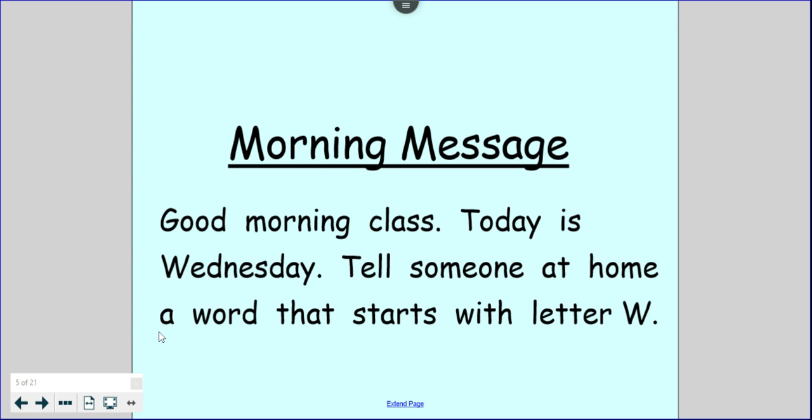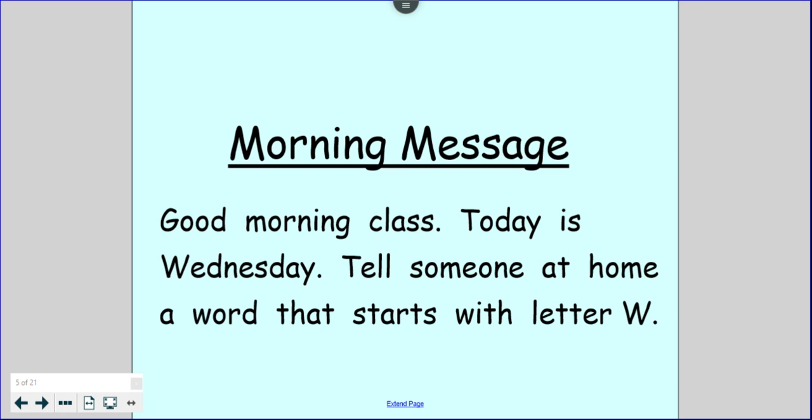Let's read our morning message together. Good morning, class. Today is Wednesday. Tell someone at home a word that starts with letter W because we have a new letter of the week, and that letter is W. Can you say the sound for the letter W with me today? Wah, wah, wah. You got it. Can you think of a word that starts like wah, wah, W?